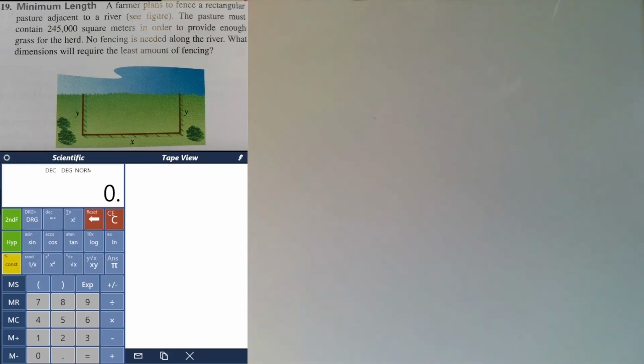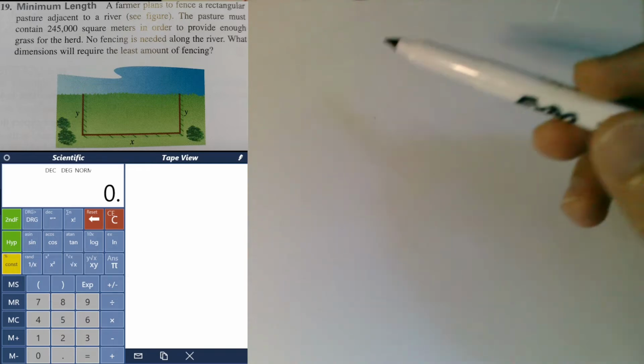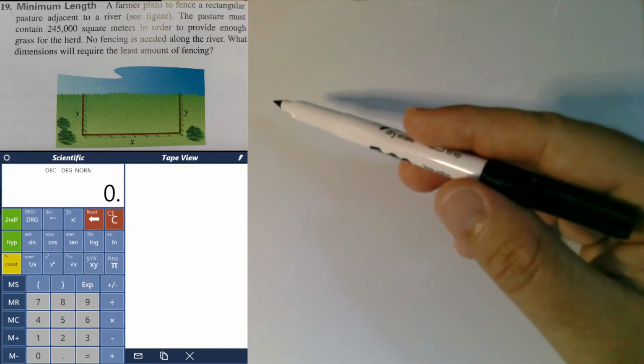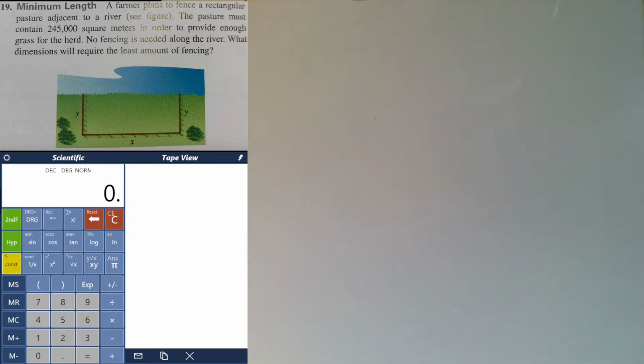Alright guys, today we're going to be solving this optimization problem, finding the minimum length. The problem says, a farmer plans to fence a rectangular pasture adjacent to a river. See figure. The pasture must contain 245,000 square meters in order to provide enough grass for the herd. No fencing is needed along the river. What dimensions will require the least amount of fencing?